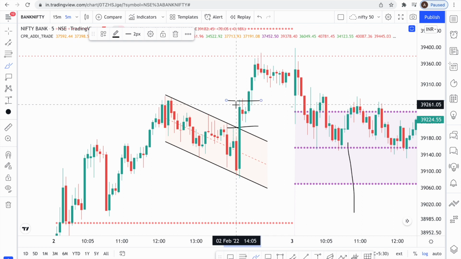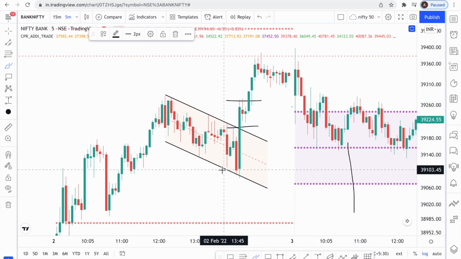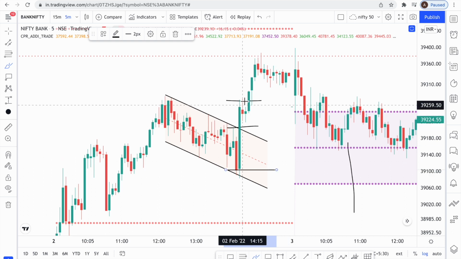After this candle, if somebody had sold options, the 39,100 put, seeing this big candle, they would have been in good profit for intraday. For futures also, even here, if you had entered futures at 39,240. Futures and option selling is safer than option buying. In option buying, a lot of risk is there, but yes, you can make money.